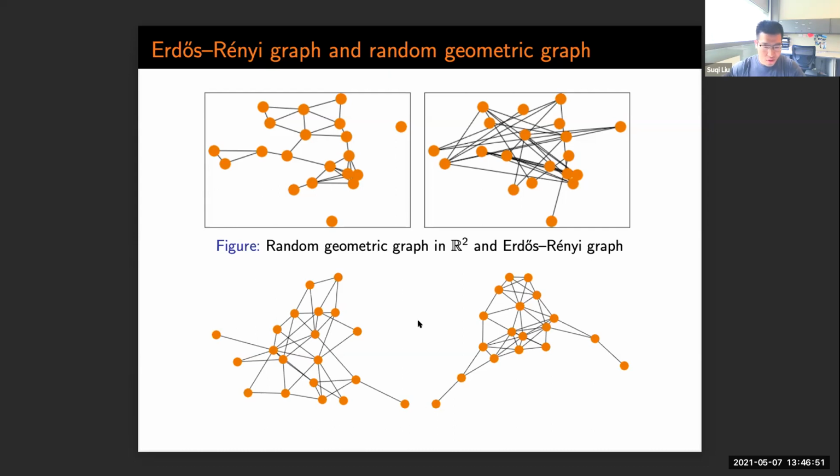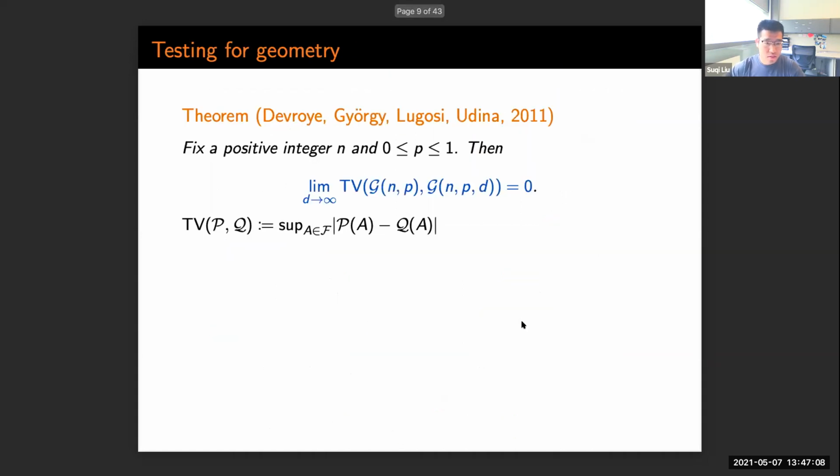So now we're interested in the question, for a given graph, can we tell whether it is a sample from G(n,p) or it is a sample from G(n,p,d), which has an underlying geometric space? So the hypothesis testing problem is understood through the study of the total variation distance. This problem was first studied in the seminal work by Devroye et al.